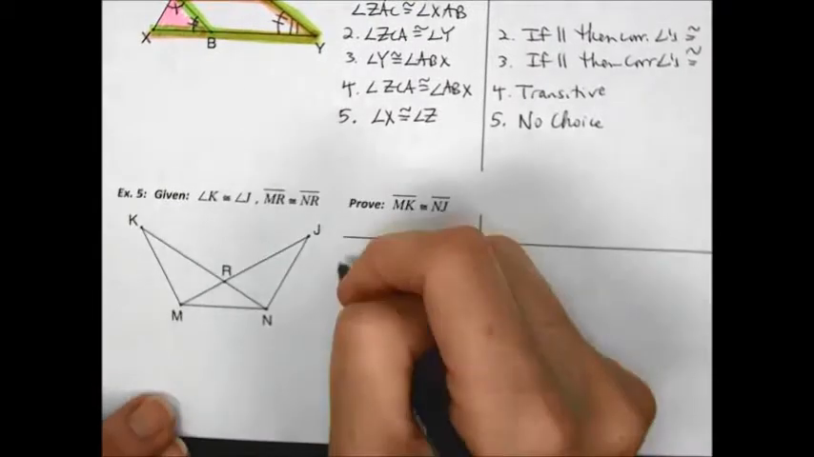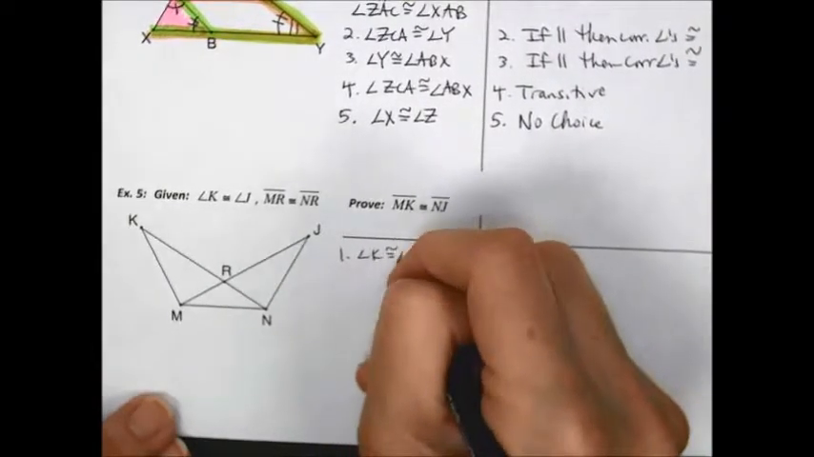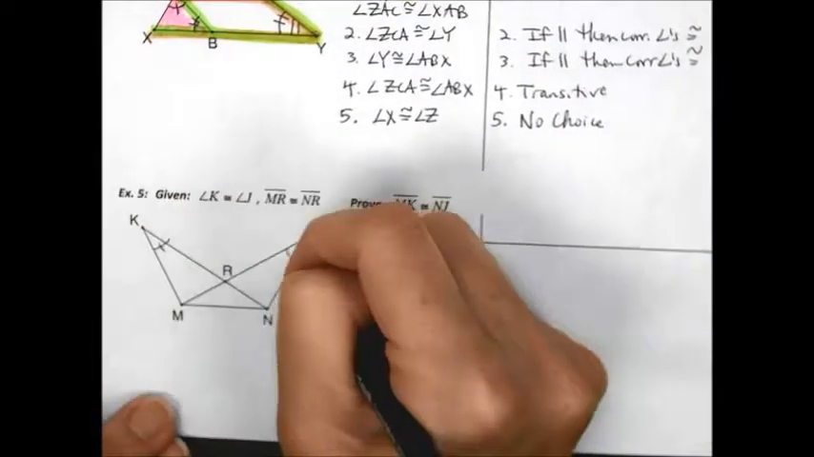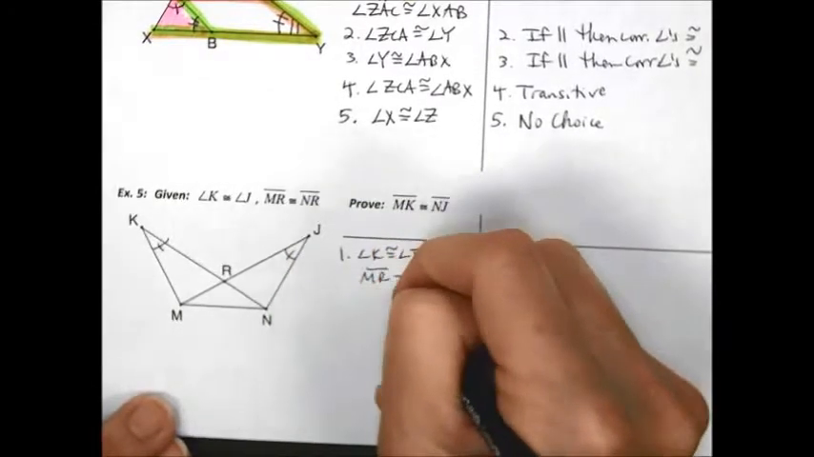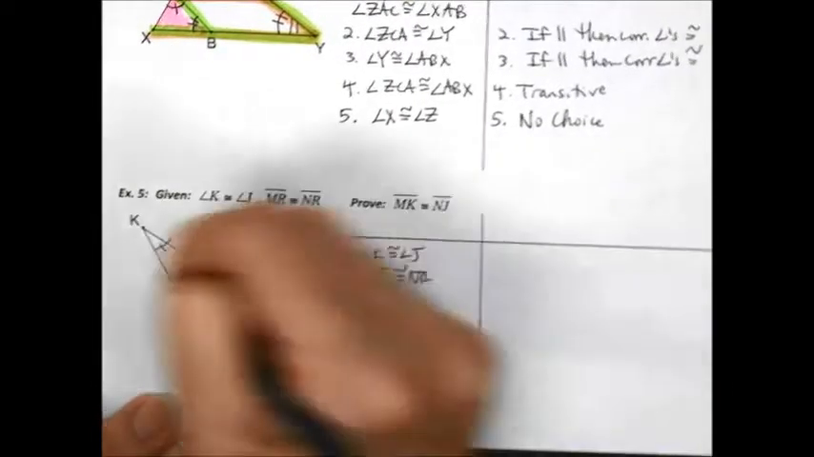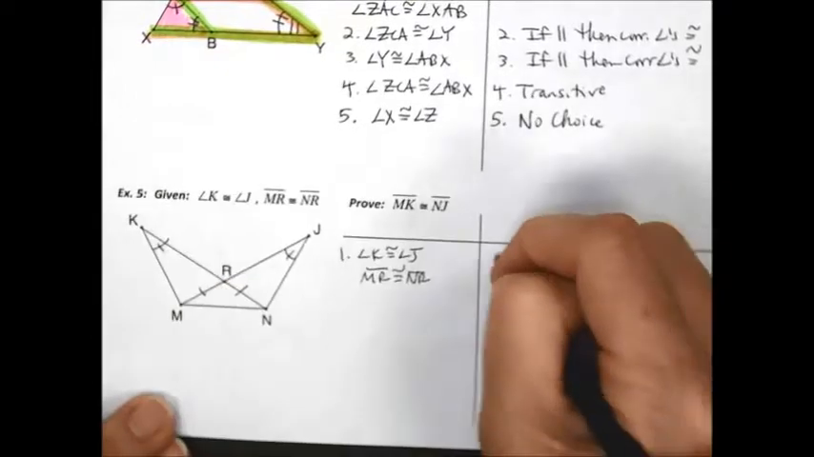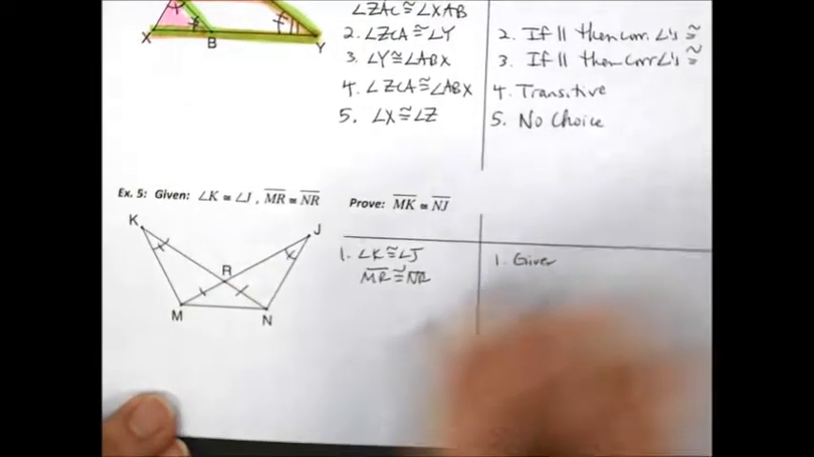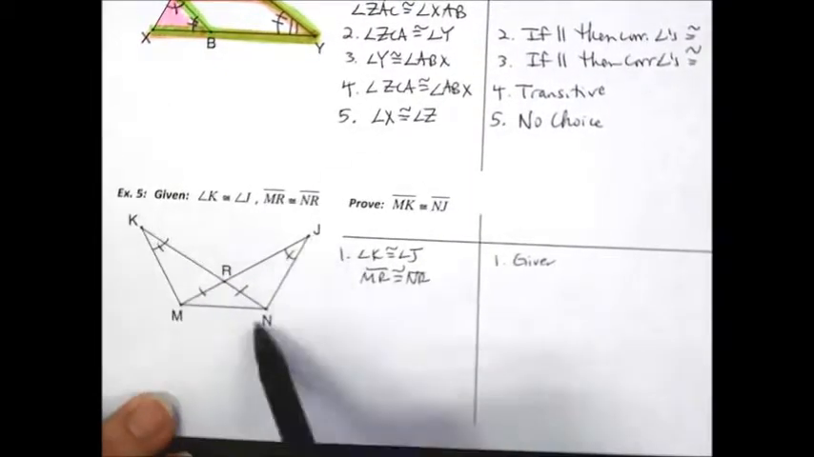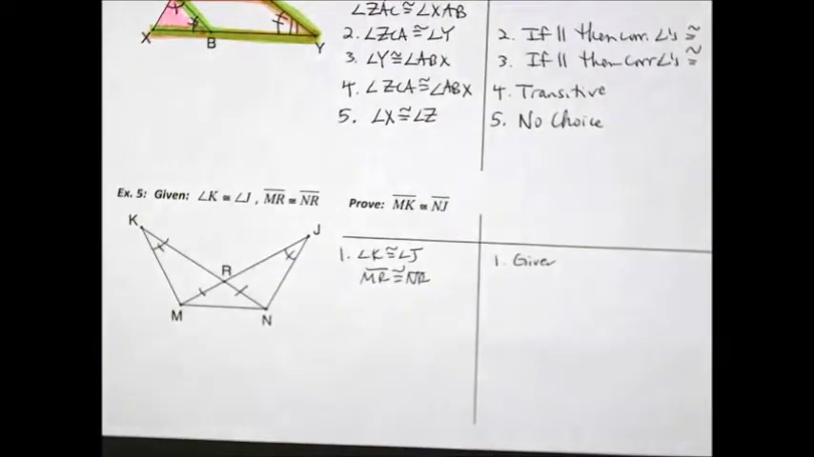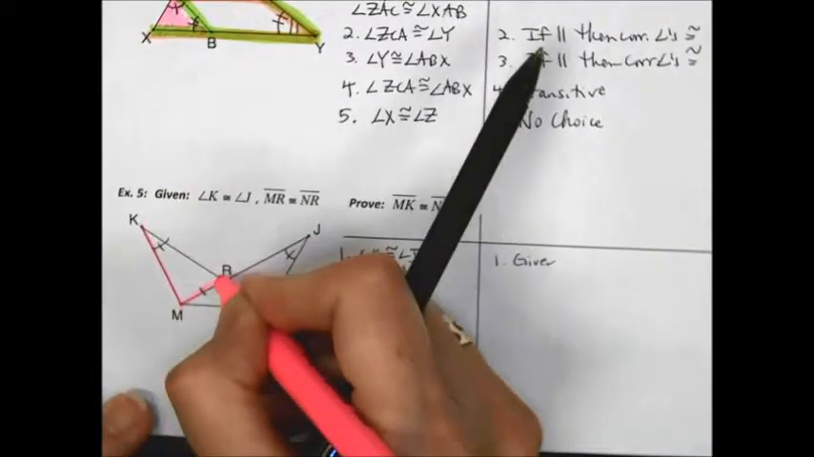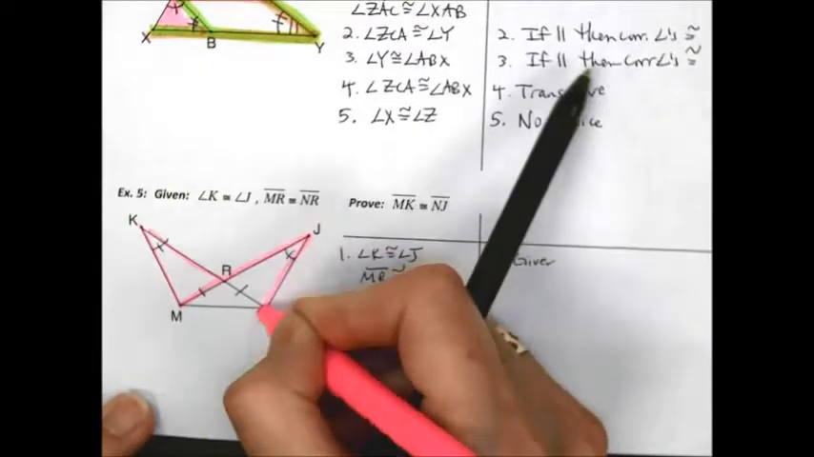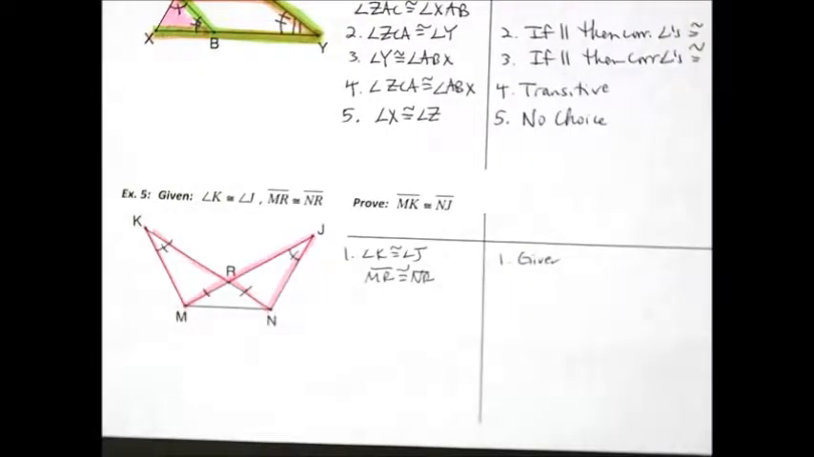This last one is actually the easiest one, so let's do this one real quick. We have angle K congruent to angle J. And we have MR congruent to NR. And I'm trying to get MK and NJ. So I'll give you one little hint here. I'm going to highlight these triangles. I think you should go after those. There's something you need to see in the diagram. Hopefully you're looking right in the middle.